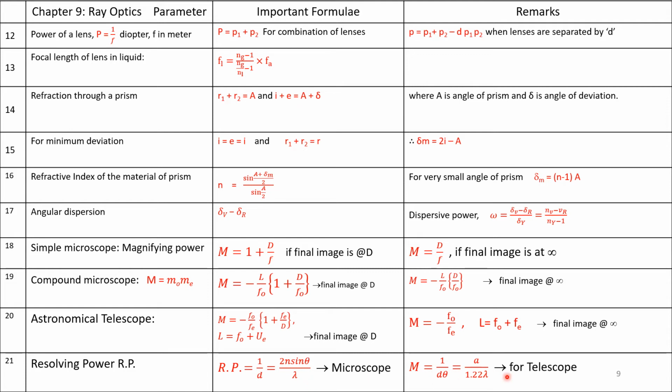The next case is resolving power of a telescope. In this case, M is equal to 1 over D theta. See here, the difference: for a microscope it is 1 by D and for a telescope it is 1 by D theta. That is given by A divided by 1.22 lambda.